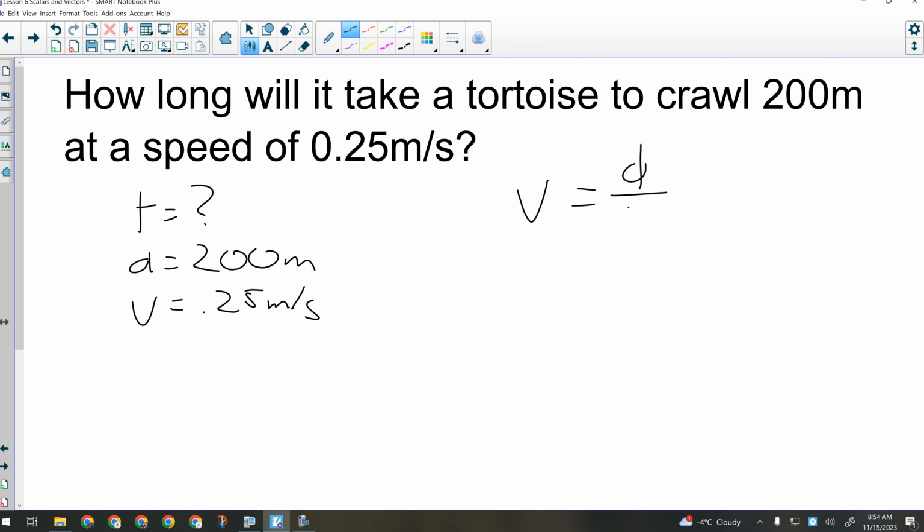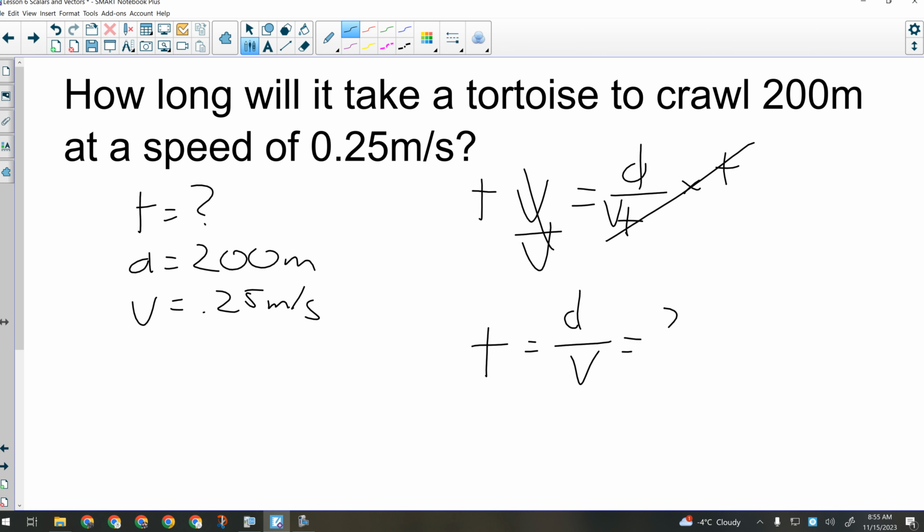So V equals D over T. Can I solve for T if it's on the bottom of the equation? No. So what I need to do is move it to the top. The easiest way to do that is to multiply both sides by it so that now it's on the other side on the top, where I will proceed to isolate it by dividing by V. That means V ends up on the bottom, so we've got time equals distance divided by speed: 200 meters divided by 0.25 meters per second should give me 800 seconds. That's a long time.